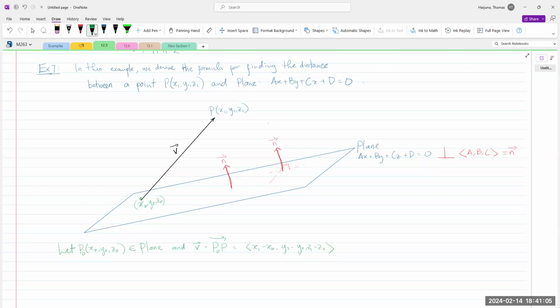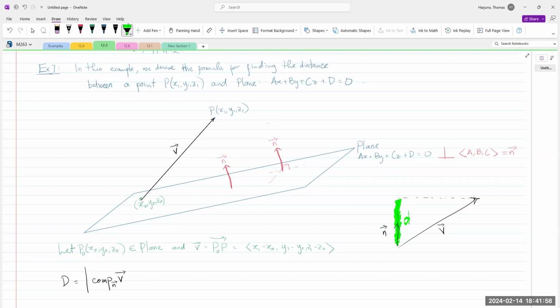Now, the distance d that we are looking for is actually the component of vector v onto vector n. Think about it. You have this angle like this. You have the n looks like this. What you need is actually the distance. What you need is the projection. What you need is the length here, which is basically the component of v onto n. That's our d.